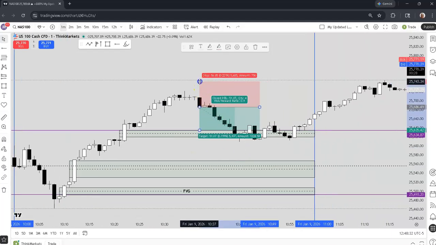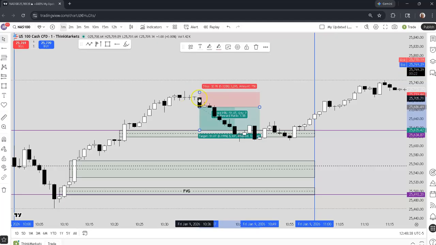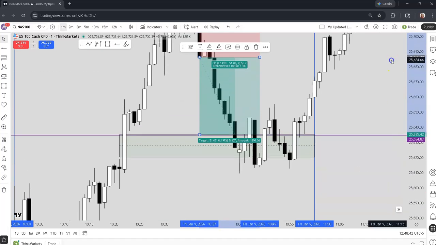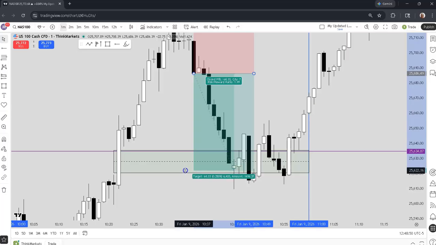Okay, and then I set my stop loss right above this candle here, and I got about a 1 to 2 out of this trade right there. Maybe 1 to 2. There it is.